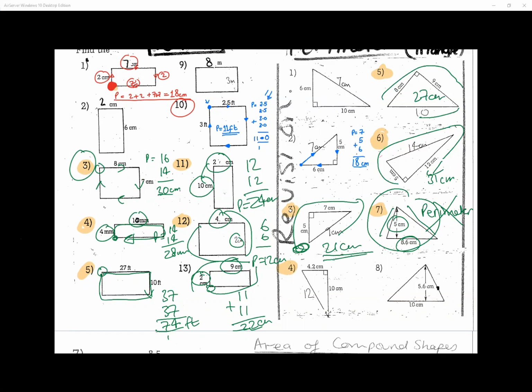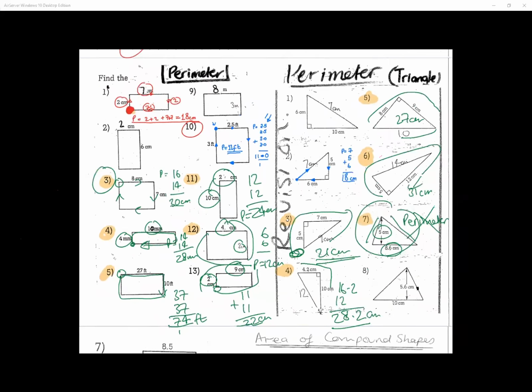Okay. And the next one, you got 4.2 add 10. That gives you 16.2. Then you add another 12. That gives you 28.2 centimeters done. Okay, folks, well done. So that's our perimeter quick one done.